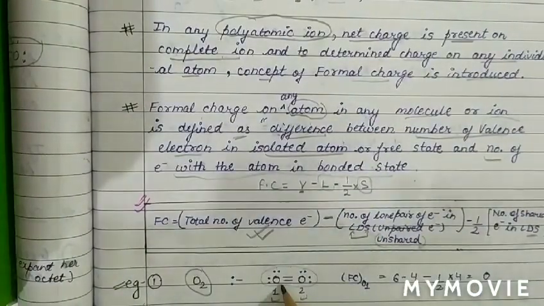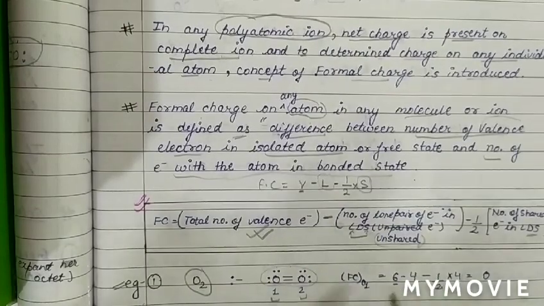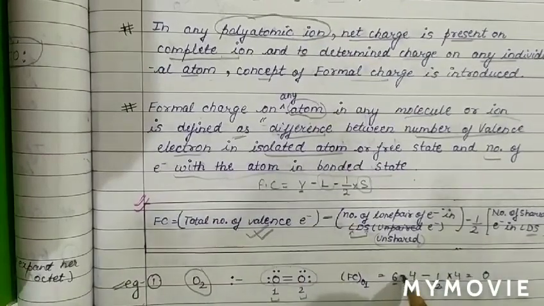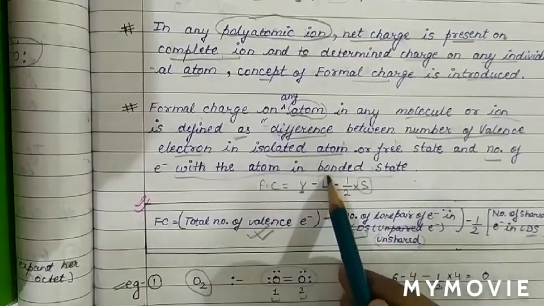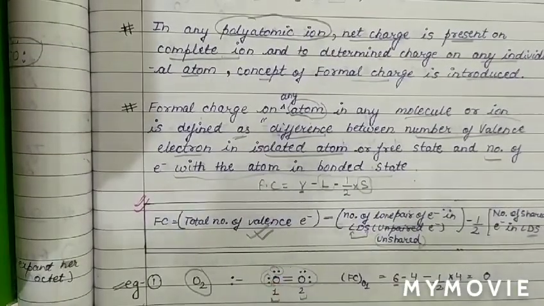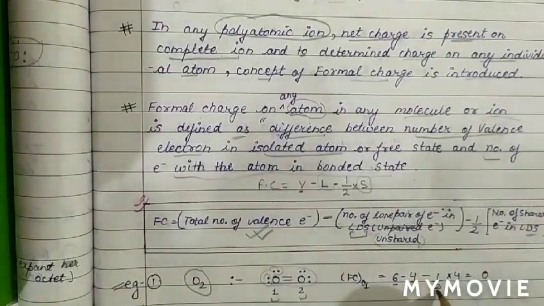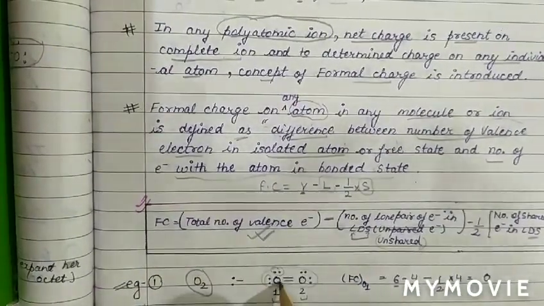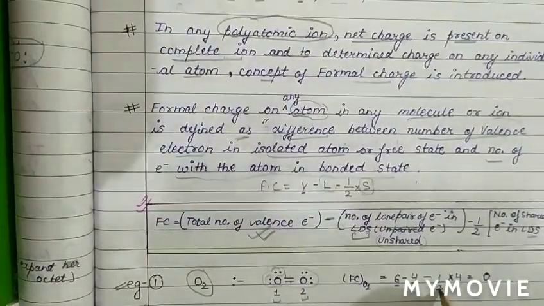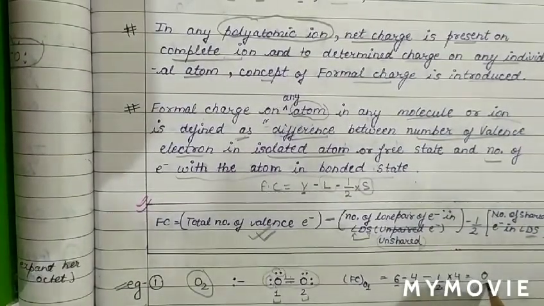As we know, oxygen is a group 16 element, so the valence electrons in an oxygen atom are 6, minus the lone pair of electrons on the first oxygen. See, there are 1, 2, 3, 4, so 4 unshared electrons are present, and minus half of the shared electrons. For this oxygen atom, how many electrons are shared? 1, 2, 3, 4, so minus half into 4 shared electrons. When we solve, the formal charge on the first oxygen atom is 0.